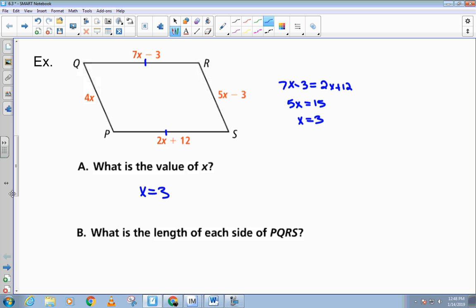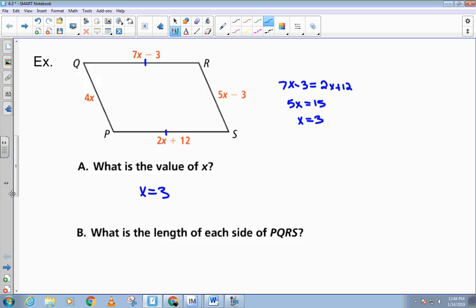Now, could I have used 4x equals 5x minus 3? I could have done that. Could I have said 4x equals 7x minus 3? No. We do not know that consecutive sides are congruent, just opposite sides. So then what is the length of each side?